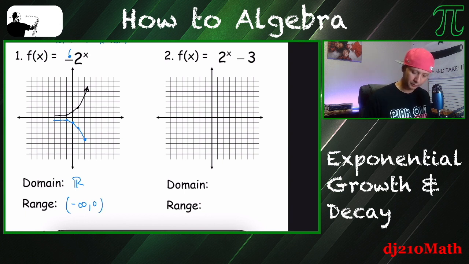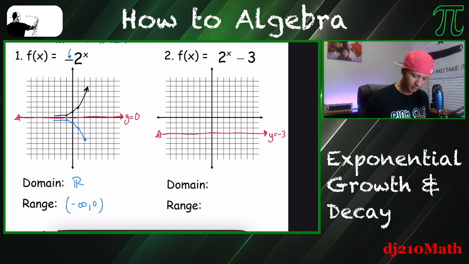Number 2, it's the parent function shifted down 3 units. So here's the horizontal asymptote, right? Since there was no shift in number 1, the horizontal asymptote was at y equals 0, right? That's always where it is. Now, since we're shifting it down, the horizontal asymptote's at y equals -3.